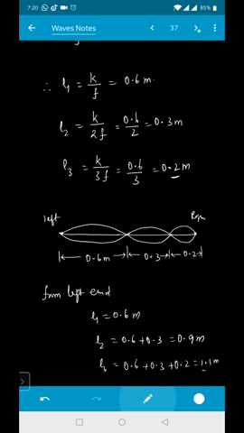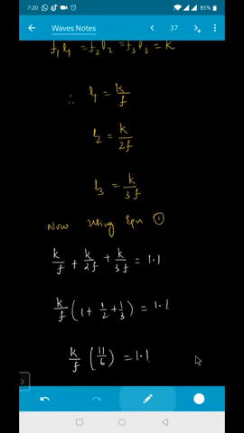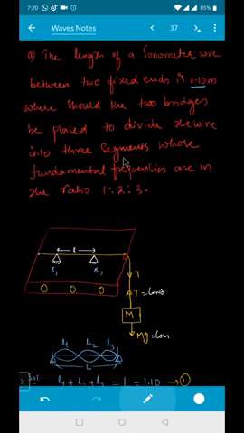Got it? Student, what are you doing in the problem right now? The length of the sonometer wire between the two fixed ends is given as 1.10 meter. Where should the two bridges be kept is being asked. The bridges should be kept at a distance of L1 equal to 0.6 meter and L2 equal to 0.9 meters. So then we'll be forming three segments. Clear? Yes, sir.